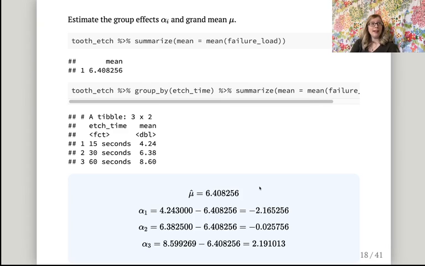Each group effect measures how far we are from the overall average. So the 15-second group is a little bit below average. They have a negative group effect. The 30-second group is a little bit below average as well, so they have a negative group effect. The 60-second, or the longest group, is a little bit above average. They have a positive group effect. If you add these three group effects together, you should get zero. In other words, the groups eventually sort of cancel each other out.